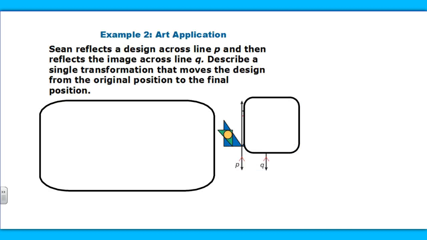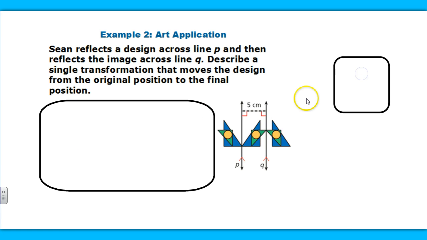So here we have an art application. Sean reflects a design across line P and then reflects the image across line Q. Describe a single transformation that moves the design from the original position to the final position. And what would you call that transformation? That's right, a translation, right? And here we can see the final image over here.